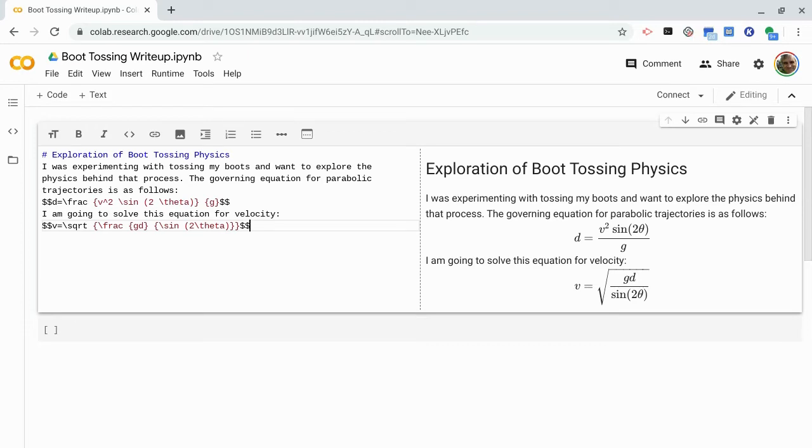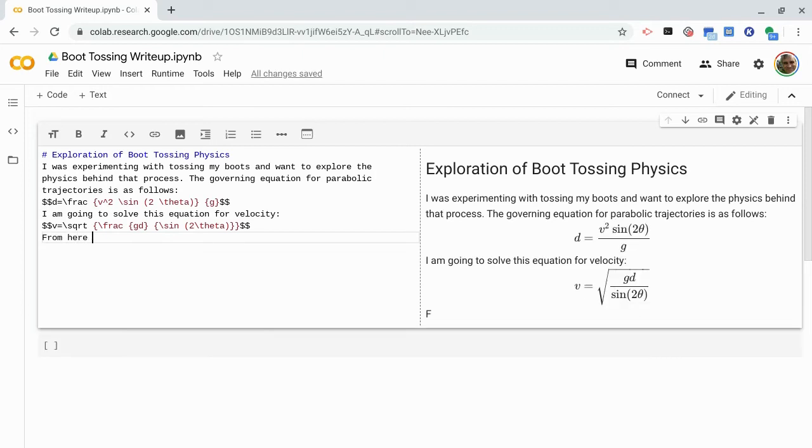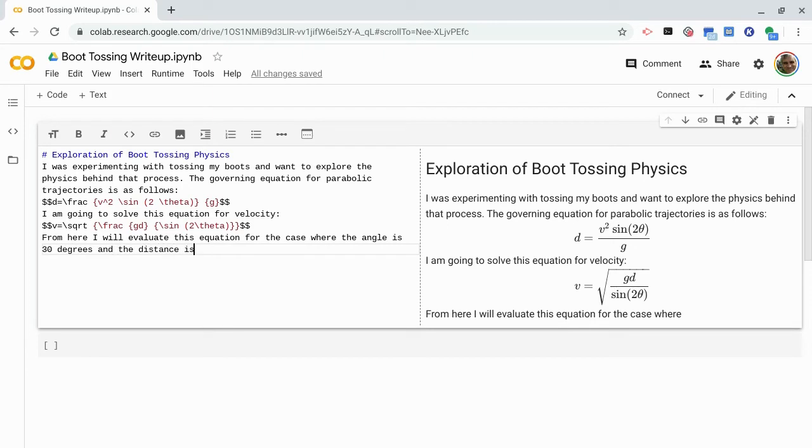Okay, now I could do this again and put the numbers in, but I think I'm just going to go and do the evaluation. So I'm going to type in my text. From here, I will evaluate this equation for the case where the angle is 30 degrees and the distance is 12 meters.